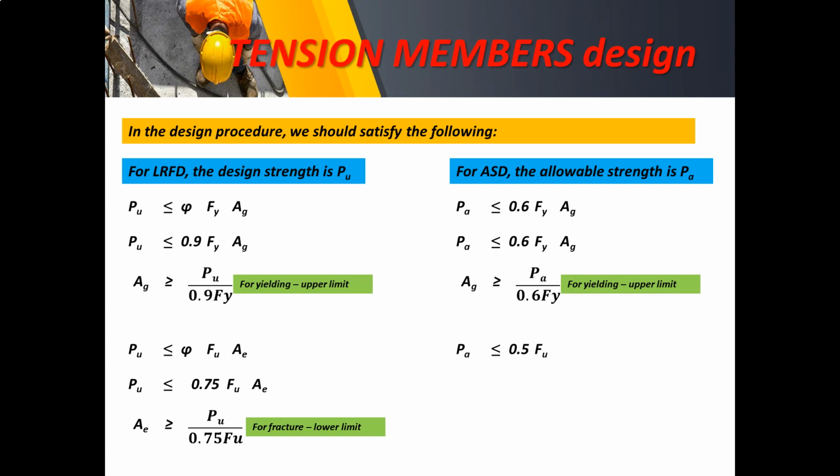For fracture, of course, we pair Fu with Ae with the factor of 0.5. The 0.5 is derived from the reciprocal of omega, which is equal to 2 for fracture. Hence, we can conclude that the effective area should always be greater than or equal to Pa over 0.5 Fu. This is the lower limit, similar to that of the LRFD.